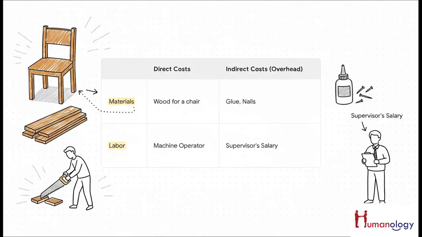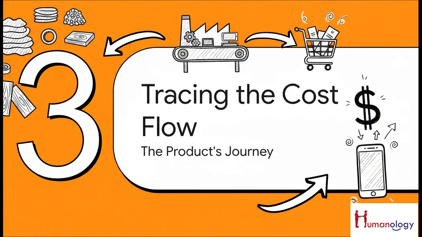This table makes that distinction crystal clear. Let's imagine we're building a wooden chair. The wood itself, that's a direct material cost, obviously. But what about the glue and the nails? They're part of the chair, but they're considered indirect materials, so they get lumped into overhead. Same thing with labor. The wage for the person actually cutting the wood is a direct labor cost, but their supervisor, who oversees the entire floor, that's an indirect labor cost, and it also goes into overhead. See the difference?